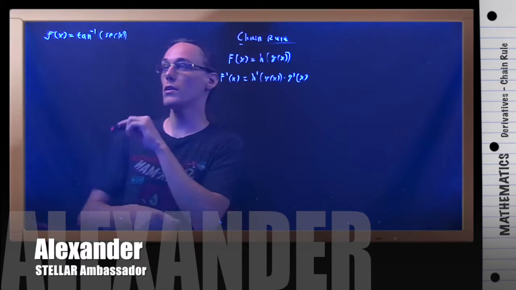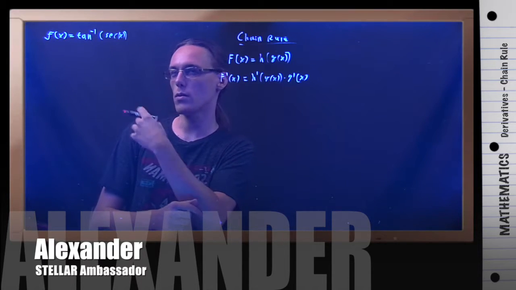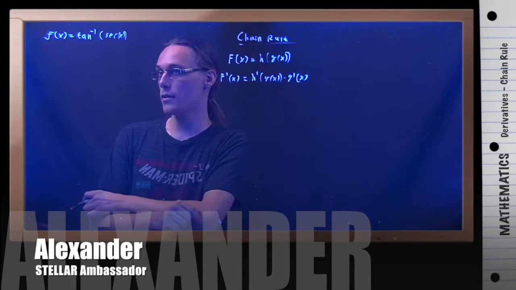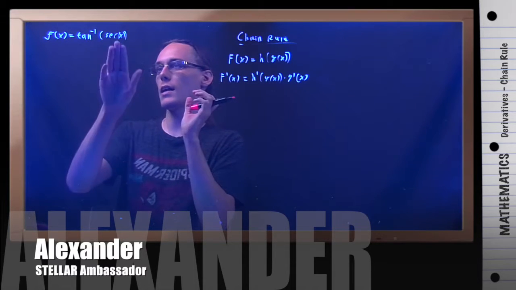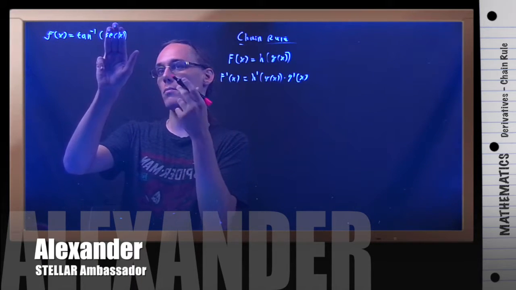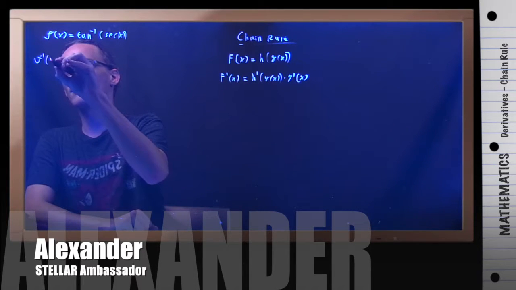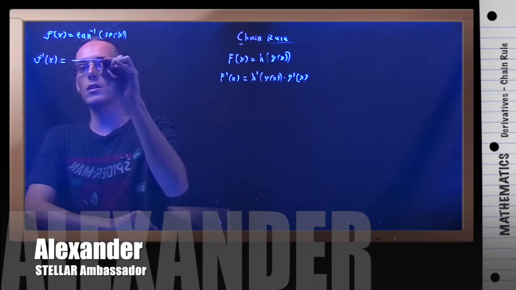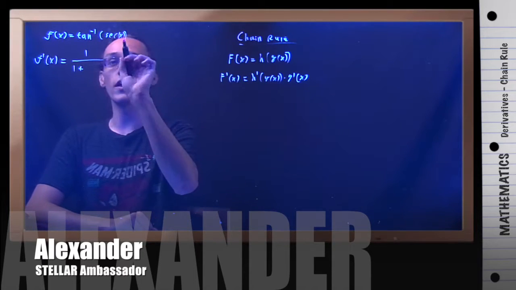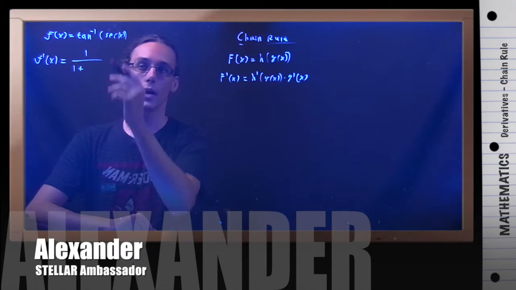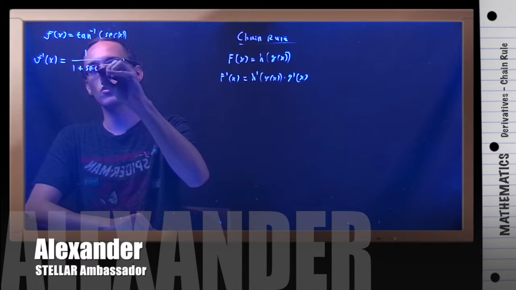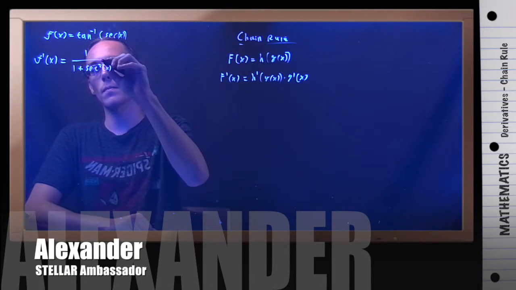Well, the derivative of inverse tangent is 1 over 1 plus x squared. Now I don't have x inside, I have something else, so it's going to be 1 over 1 plus whatever that is squared. So when I do this derivative, inverse tangent is 1 over 1 plus whatever I had inside squared. Well, what I had inside was secant, so secant squared of x.